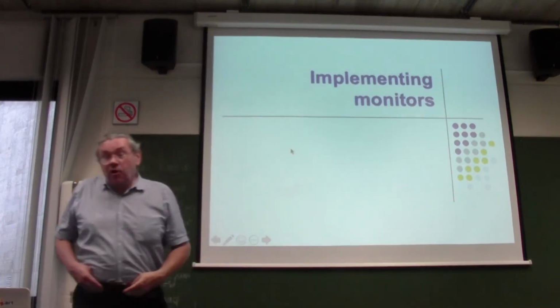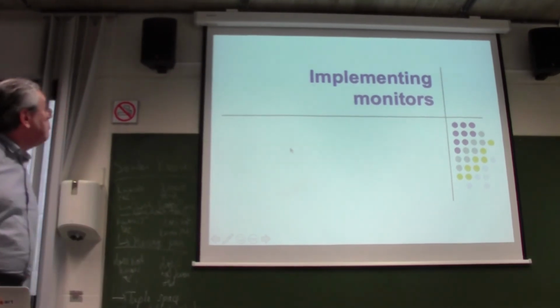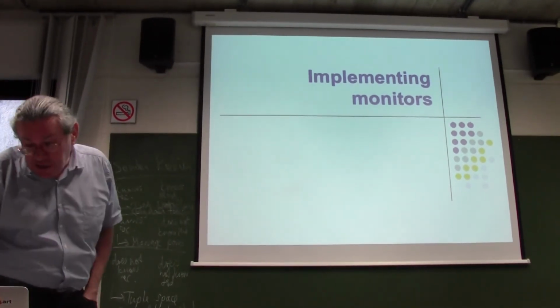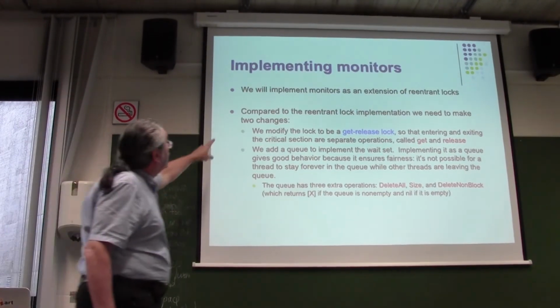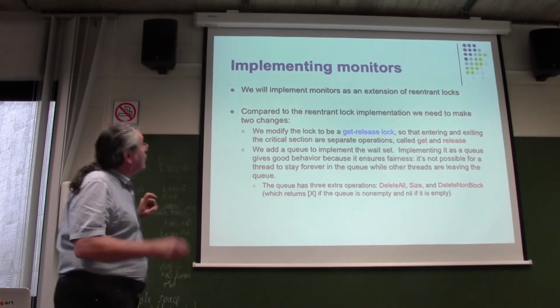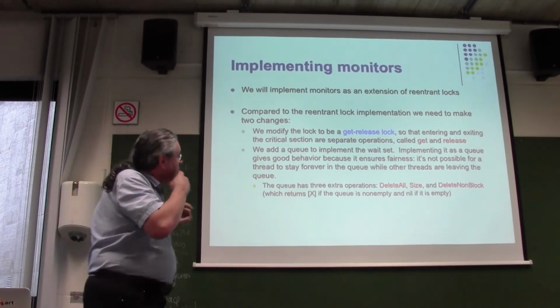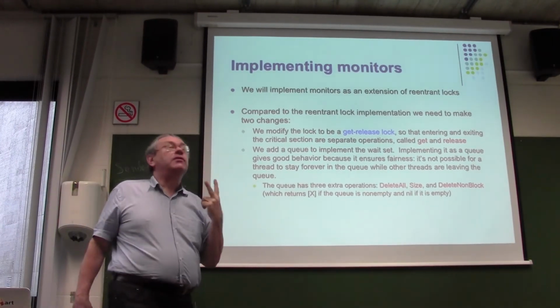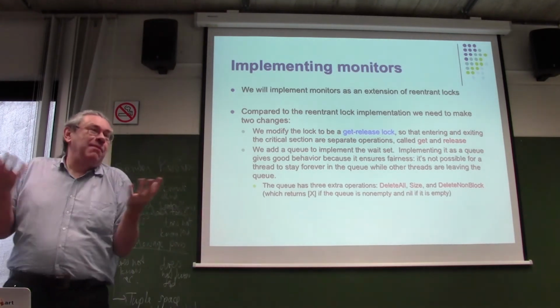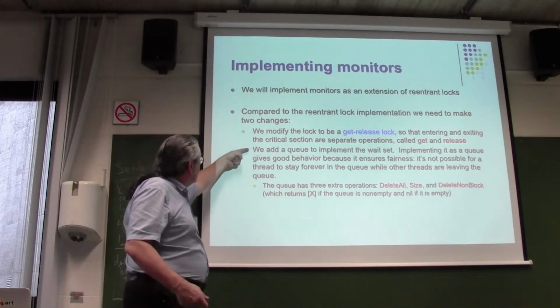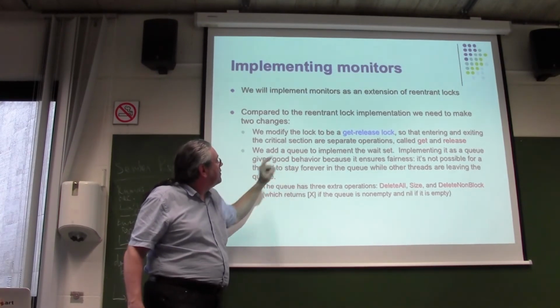Okay. I'm going to show how the bounded buffer is implemented. This is extending the reentrant locks, okay? Monitors are extensions of reentrant locks. There are 2 changes we have to make. Of course, we have to add the wait set. We need something that's the wait set. So we're going to use a queue to implement the wait set.